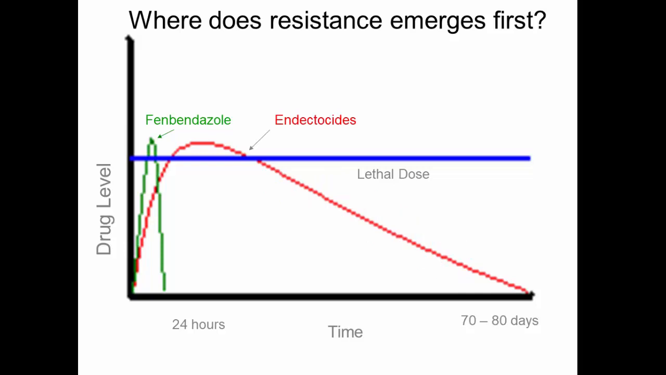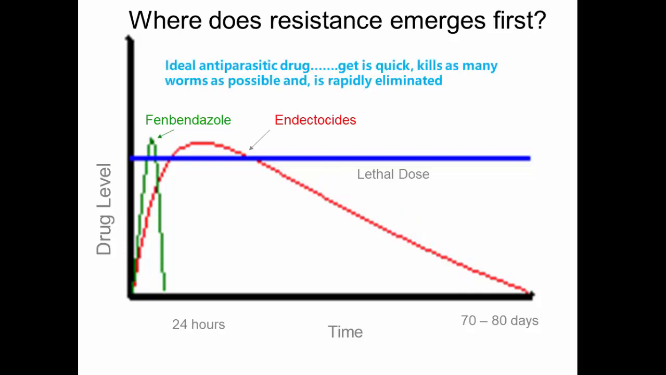So basically, in conclusion, if we want an antiparasitic from the standpoint of slowing resistance, we would rather choose one that is going to act quickly and just as fast is going to be eliminated from the body, hopefully in a matter of a few days.